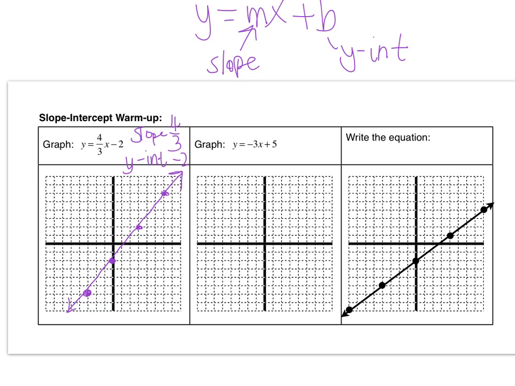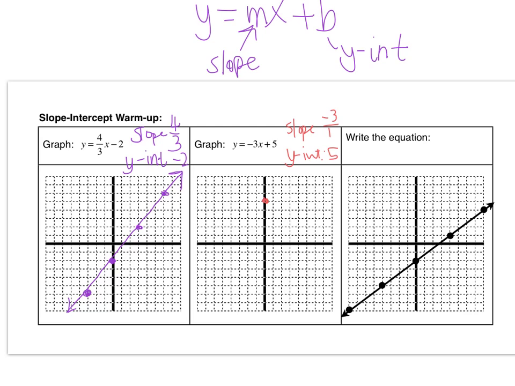In the next example, we have the equation y equals -3x plus 5. So my slope is in front of x, which is -3, and I'm going to write it as a fraction so I can see the rise and the run. So -3/1, and my y-intercept is going to be 5. I will start at +5, up 1, 2, 3, 4, 5.